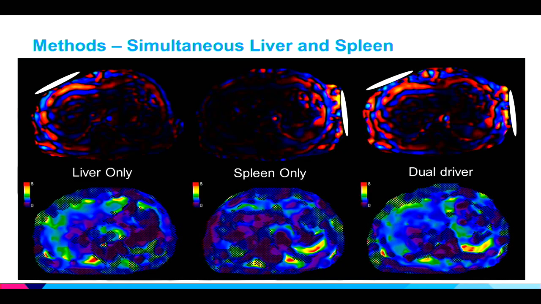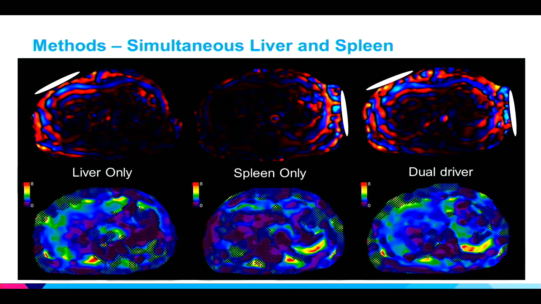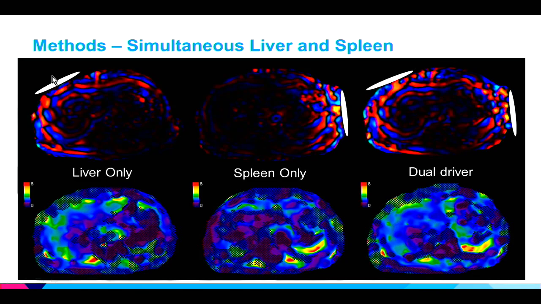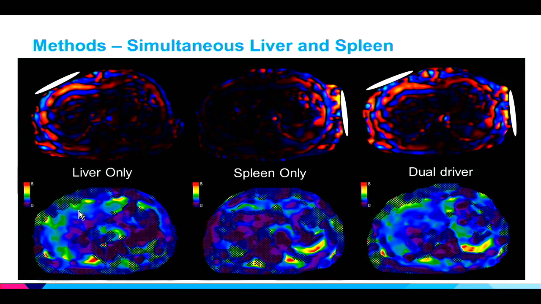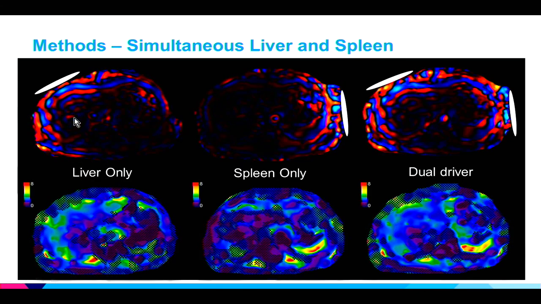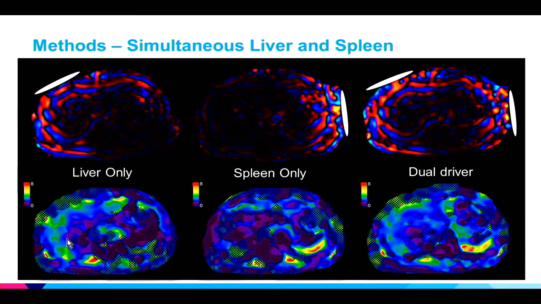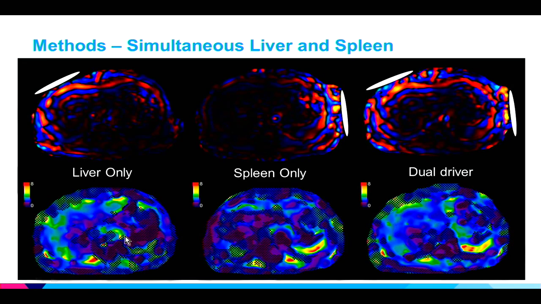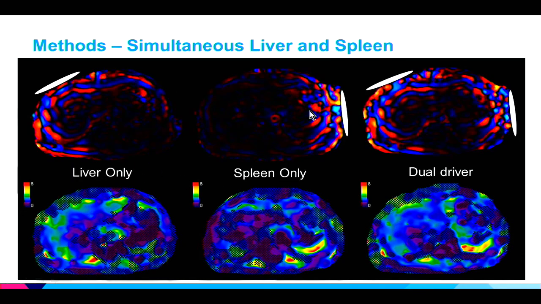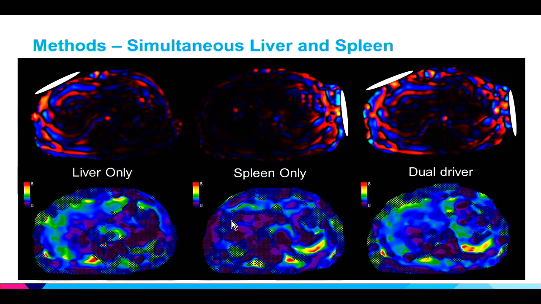So here's some wave images of the liver only, the spleen only, and the dual driver. The white is a representation of where the paddle sits. And underneath we have our elastogram with our confidence map, which is this grid structure here. So on the liver only, as you can see, the liver is nice and clear. We can take measurements from this with confidence that it's a good representation of the stiffness. The spleen, we don't see anything because we don't have any waves there. Likewise, on the other side, we can measure the spleen, no problem. And the liver, not so much.